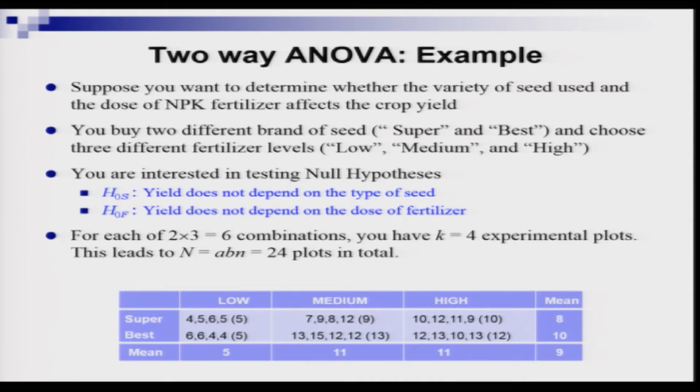Now, we have collected data on crop yield in some units and they are reported in the table that you see at the bottom of the slide. Here you see for each cell I have observed 4 crop yields, right. Suppose let us focus on the cell super and low. Here I find there are 4 crop yield numbers 4, 5, 6 and 5. So, the cell mean is 5.